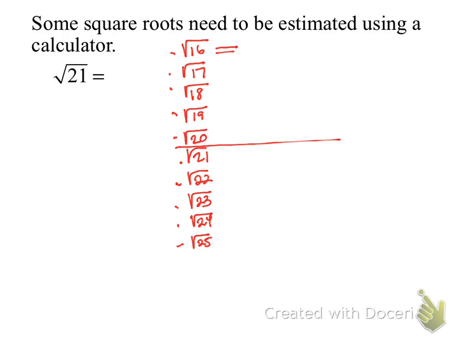what's the square root of 16? 4. What's the square root of 25? 5. So this point is exactly the middle, and so that would be about 4.5. So if I'm asking for the square root of 21, what would your estimate be? 4.5 is in the middle. Oh, oof. 4.6. Yeah, 4.6 is a better estimate.